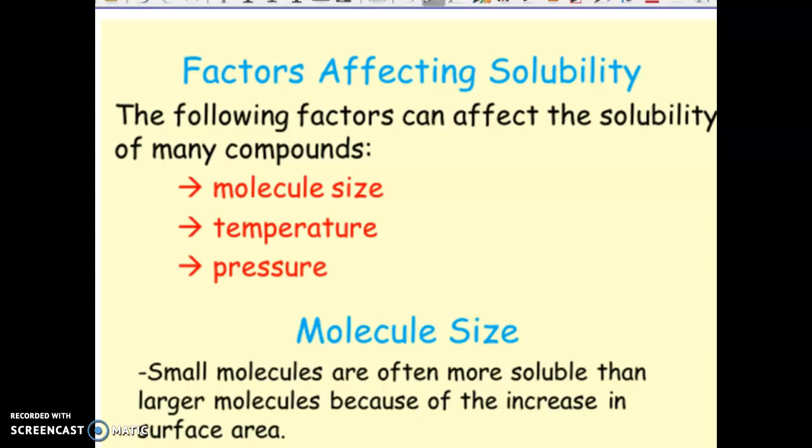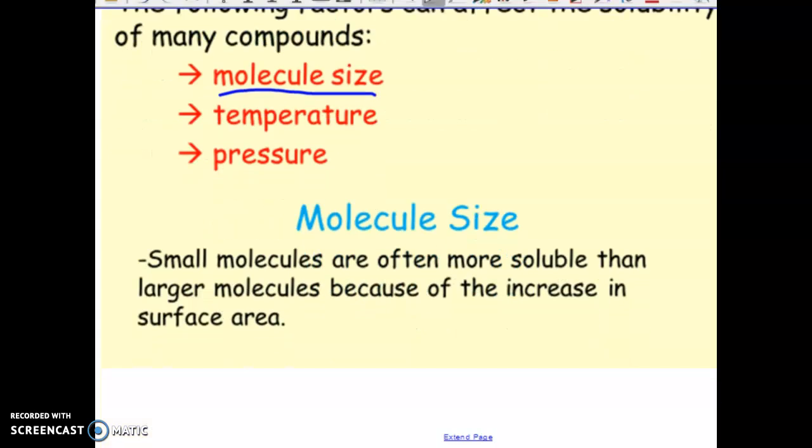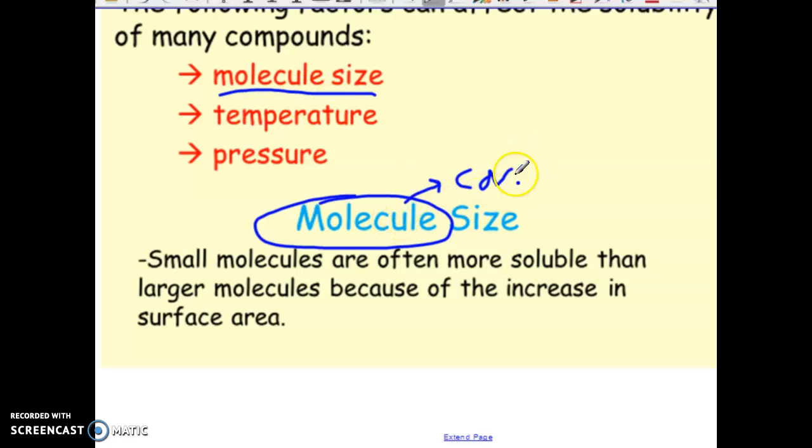So what are some things that can affect solubility? We talked about a few of these already. The size of the molecule can have an impact. This is more so related to covalent structures, so things that are made up of nonmetals only. Okay, for an ionic compound, the molecule size does not have an impact.